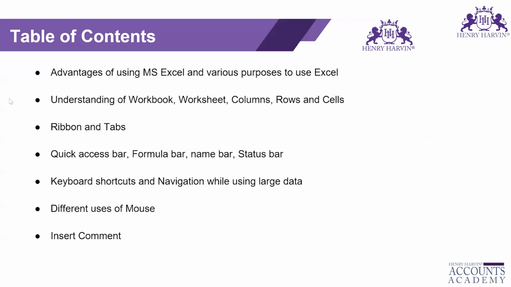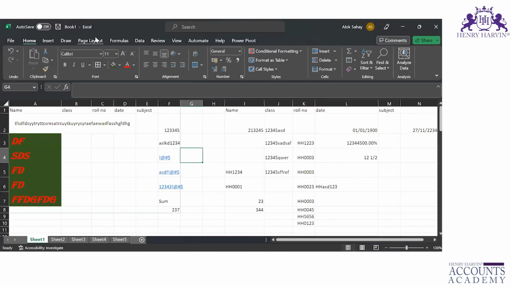After that ribbons and tabs, there is the quick access toolbar. So what is the quick access toolbar? Basically, this is known as the quick access toolbar. Okay, so from here you can access your tools quickly. That is why this is known as the quick access toolbar.